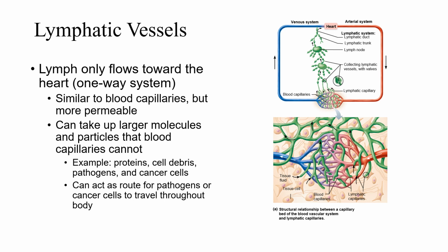It's a one-way system. Very similar to the blood capillaries, but in this case actually more permeable. That makes sense because we're trying to drain these tissues of the sort of waste products and excess fluid that's there. And so the lymphatic system can actually take up larger molecules and particles that normal blood capillaries cannot, even though the blood capillaries are also doing something very similar. So for example, proteins, cellular debris, pathogens, and even cancer cells. So this is also a way for pathogens and cancer cells to travel throughout the body. And so this is why we need our lymph nodes to help us kind of catch those.